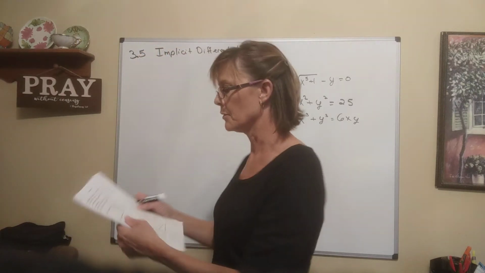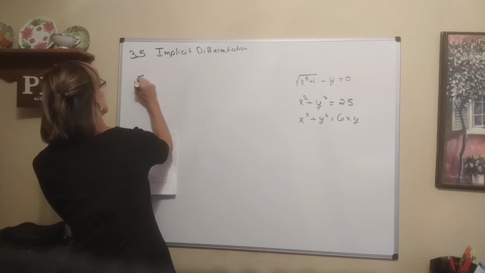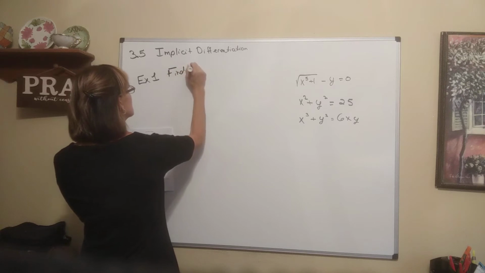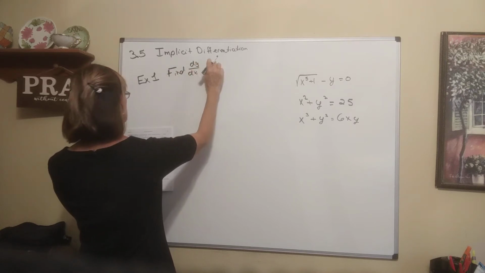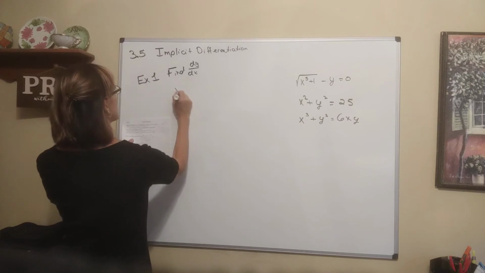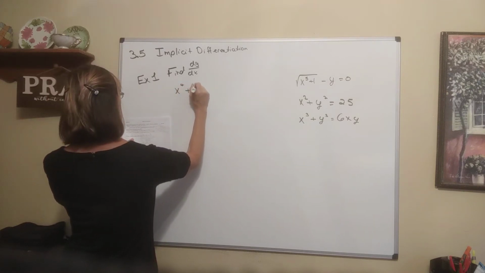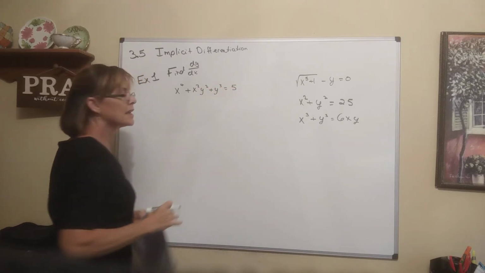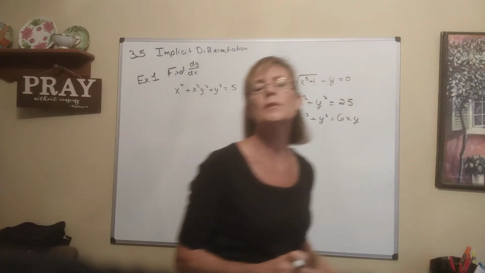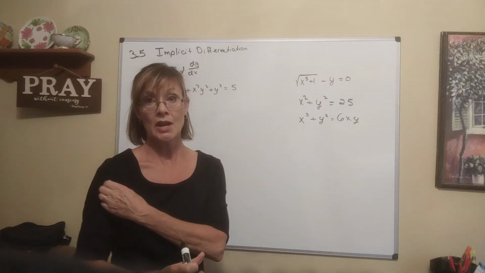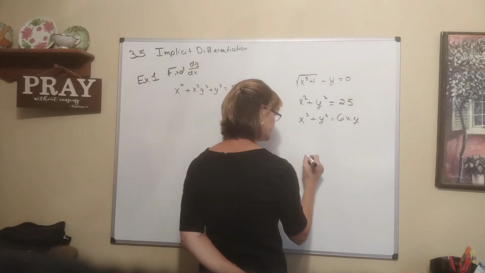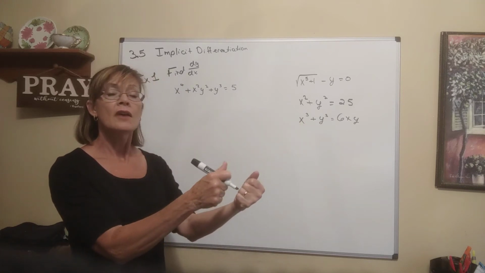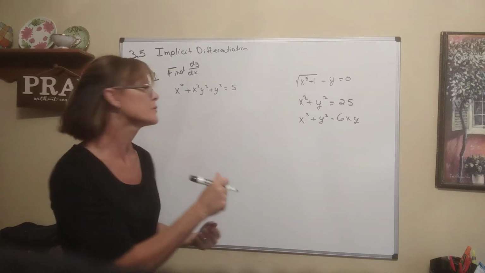Now let's just dive into some examples. Here's example 1. What we're supposed to do is find dy/dx, and we're going to use the method of implicit differentiation. They give us x to the fourth plus x squared y squared plus y to the third is equal to 5. Now we have to keep in mind that y is a function of x, so when we take the derivative of y, we have to use chain rule. Because if y is a function of x, we would take the derivative of y, which is the outer function, times the derivative of the function of x, the inside function. We have to use chain rule where that's involved.